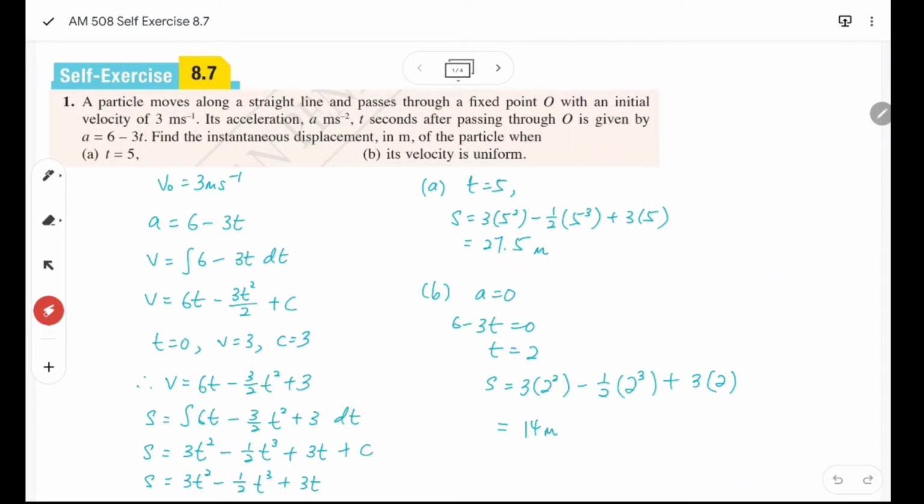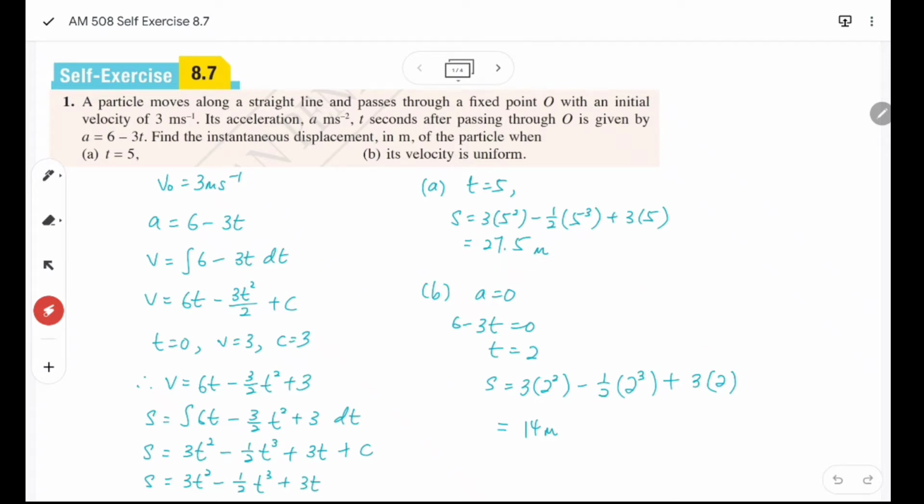And when t equals 0, the particle is at the fixed point O. So s equals 0. Therefore, we will get c equals 0. Hence, the s is only 3t squared minus 1 over 2 t cubed plus 3t. So now, we can find the instantaneous displacement. When t equals 5, the s will be 3 times 5 squared minus 1 over 2 times 5 cubed plus 3 times 5, which we get 27.5 meter.